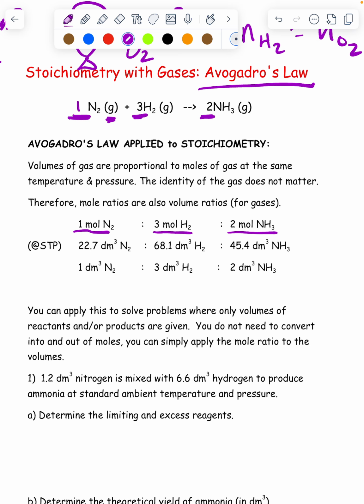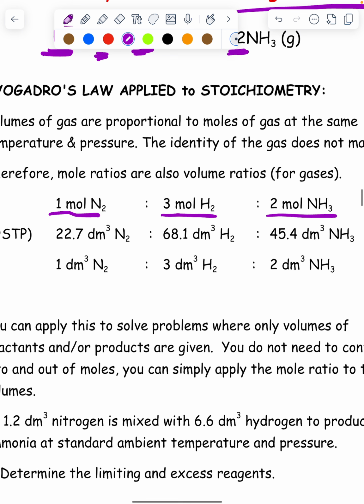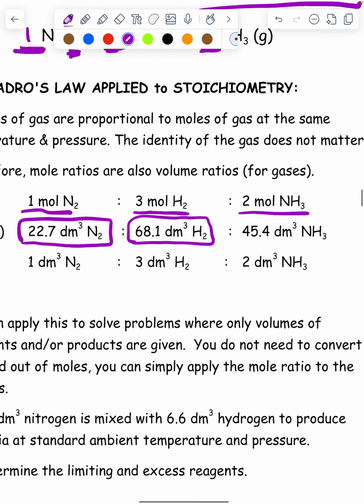Okay, if we think of our molar volume of a gas at STP, we know that 1 mole takes up 22.7 dm cubed. So if this reaction is taking place at STP, and we had 1 mole of nitrogen, then the nitrogen would take up 22.7 dm cubed. The hydrogen would take up 3 times that much space, 68.1 dm cubed, and the ammonia would take up 2 times that much space when it's produced. So it would take up a volume of 45.4 dm cubed.